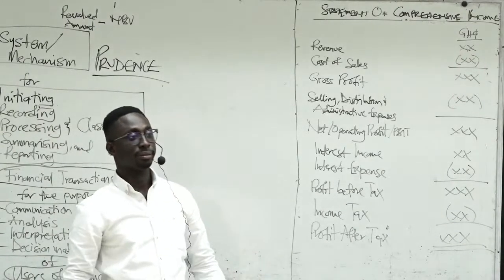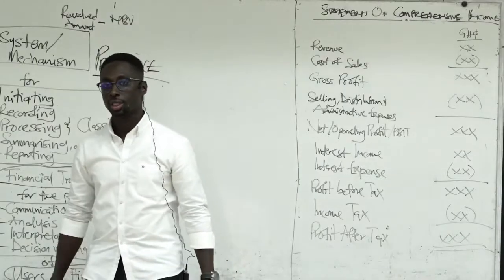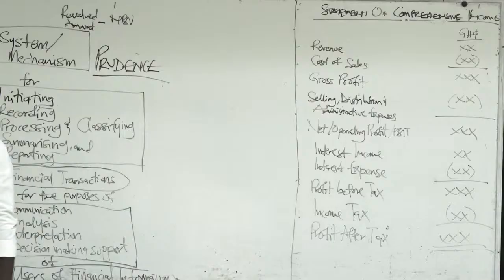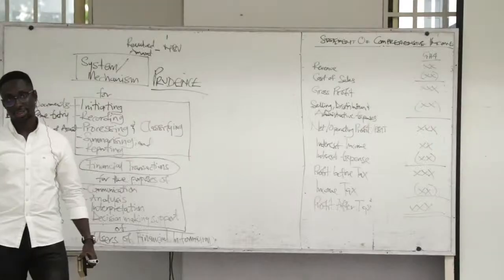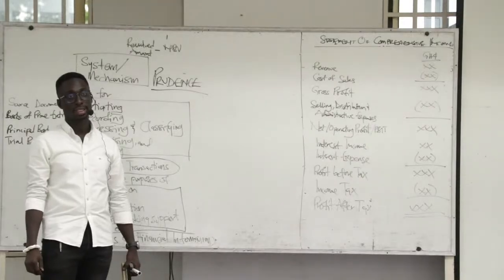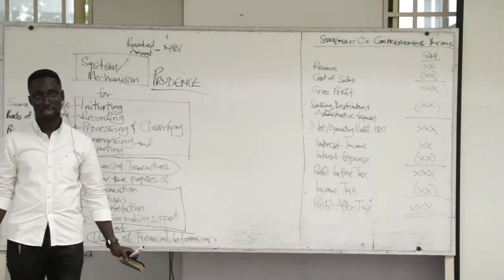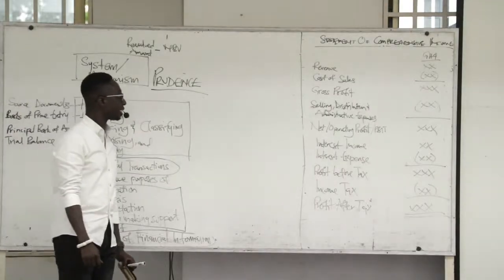Okay. So this is a statement of comprehensive income. And let me put it out before this one so you don't get confused. It is the same as the income statement. Okay. All right. Excellent.